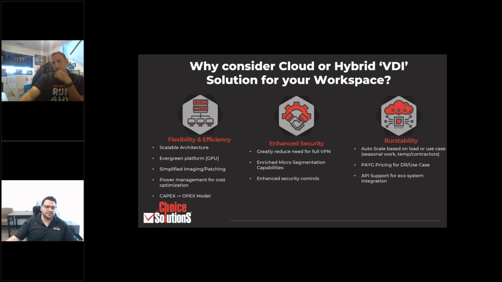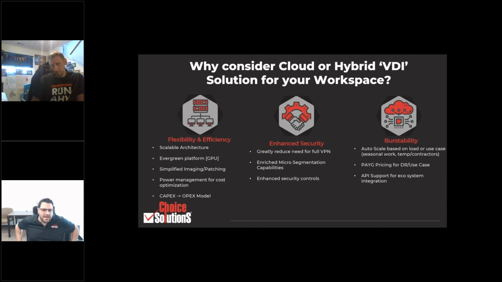Whereas in the cloud instances, you can just easily go ahead and up that instance. You're always going to be on the latest and greatest. Obviously, there's costs associated with that, but it's nice to always ensure that your workload is on the latest and greatest from a platform perspective. Simplified imaging and patching obviously is a huge win there, and that's across the board with both solutions. We'll talk about that as we get into this.